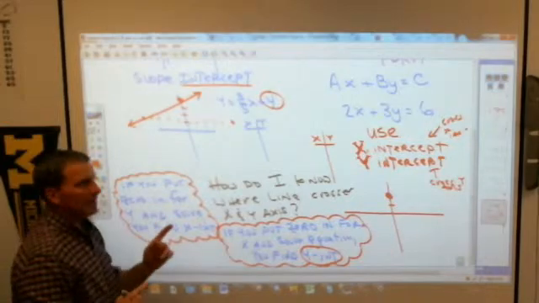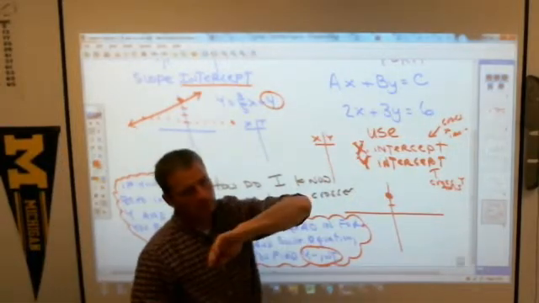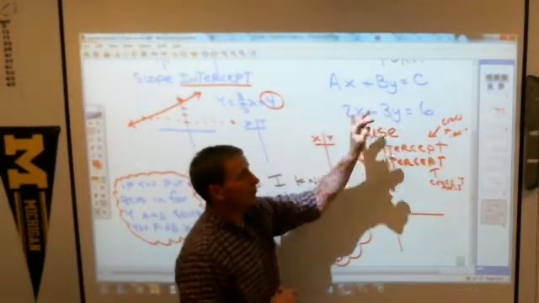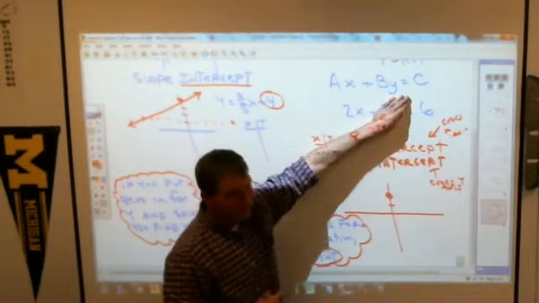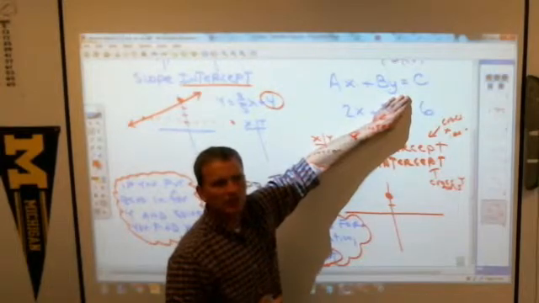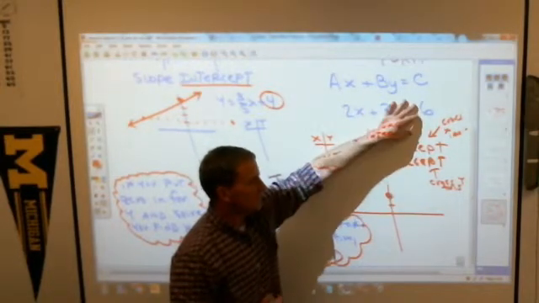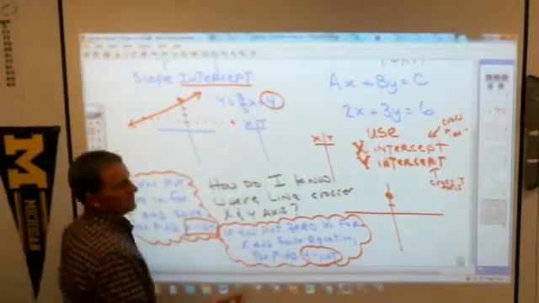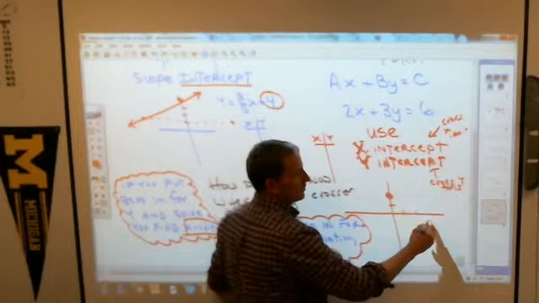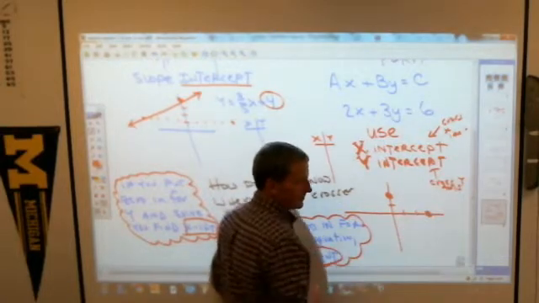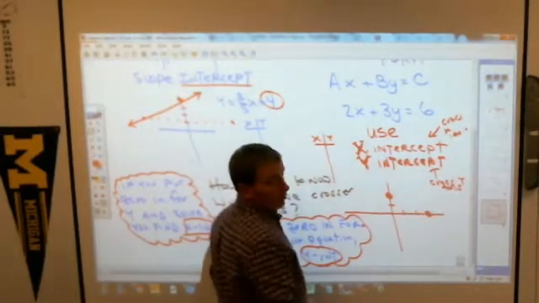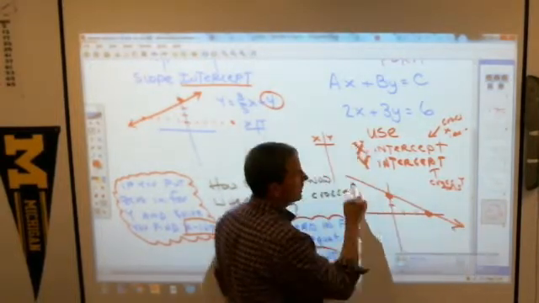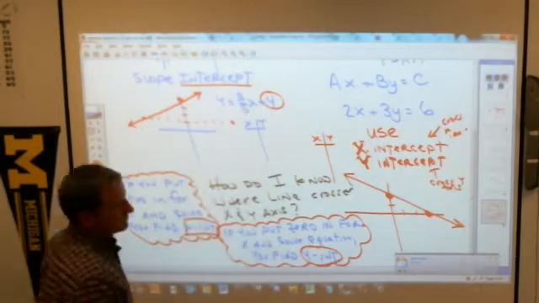If I put 0 in for y, 3 times y is nothing. I'm now left with 2x equals 6. If I solve that, I end up with 3. 2 times 3 is 6. That is the x-intercept, which means here at 1, 2, 3 is where it crosses the x-axis. You now have 2 points, and your line is now graphed. Boom. It's just that easy.